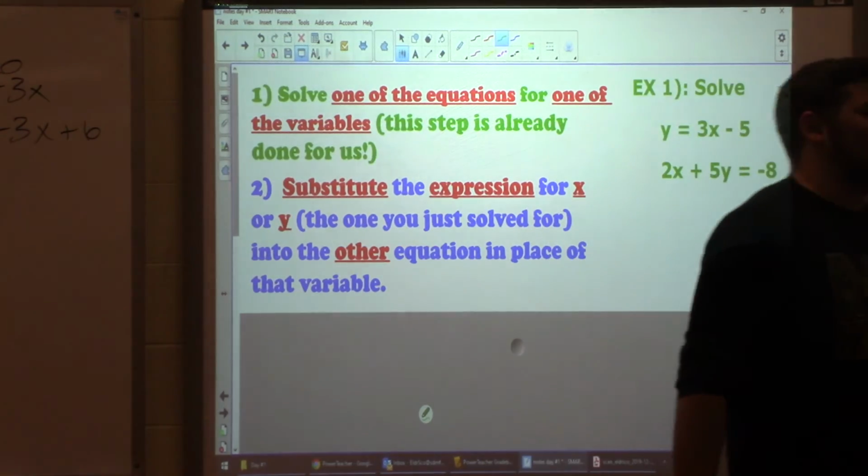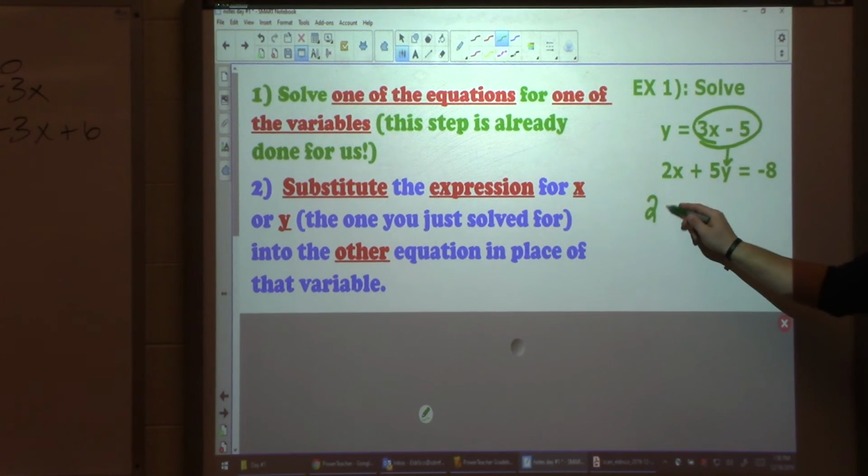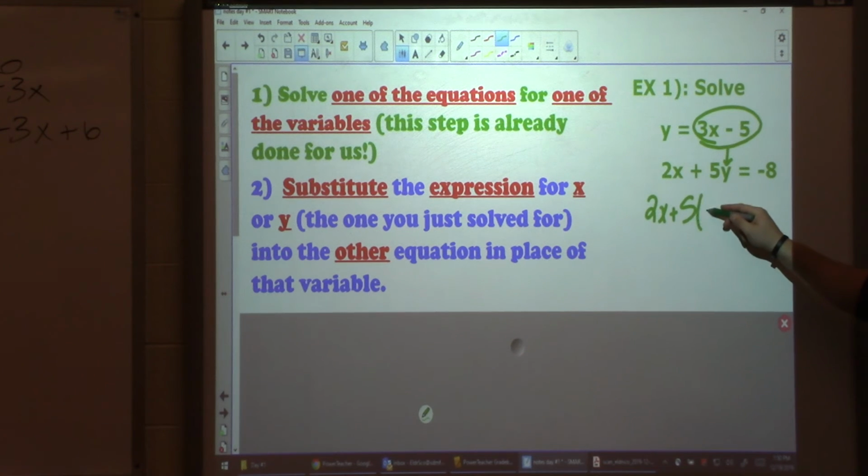Well, if I know that y is the same as 3x minus 5, I'm going to take 3x minus 5 and plug it in for y in the other equation. That way I'm essentially getting rid of a variable. I only have one left to solve for. So y is equal to 3x minus 5, so I'm going to plug it in: 2x plus 5 times (3x minus 5) equals negative 8.